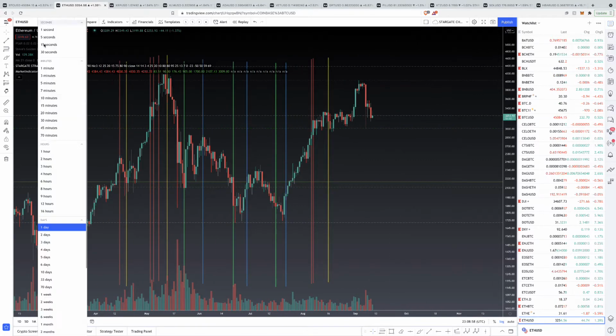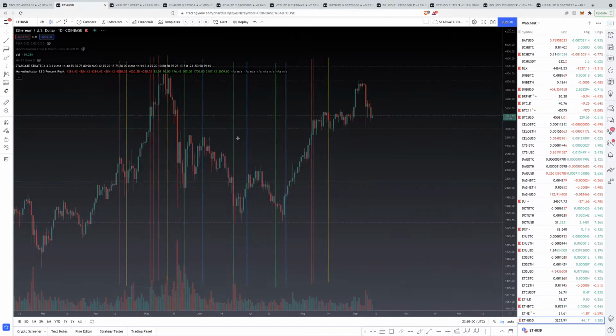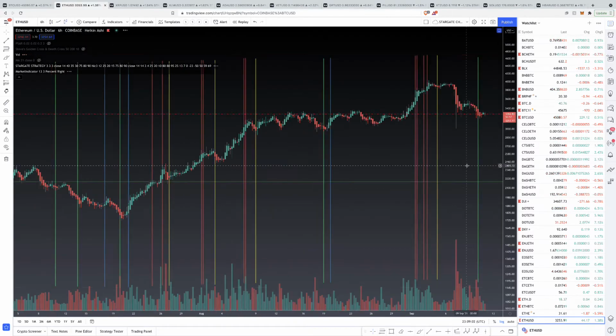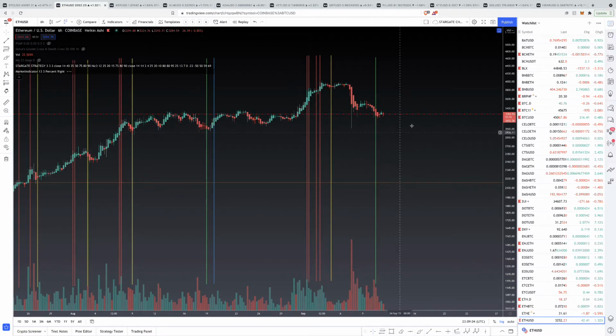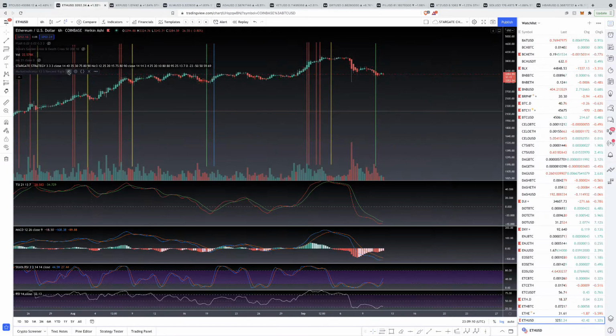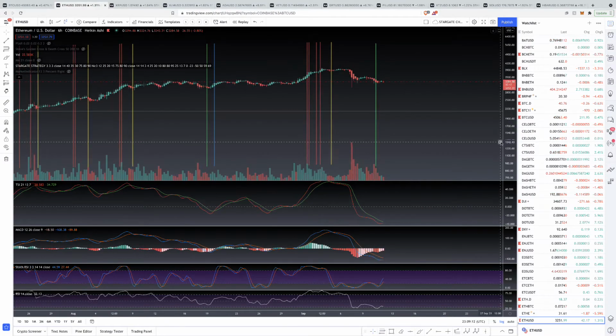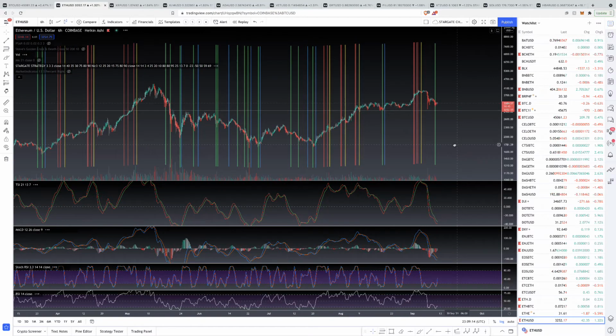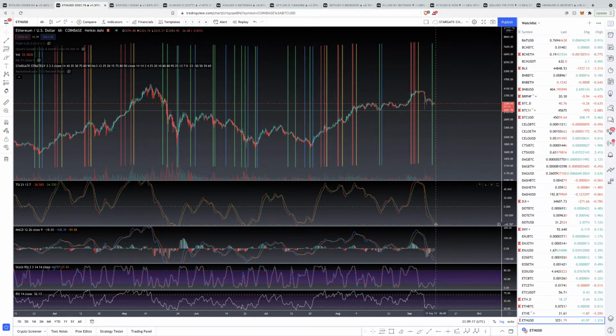Let's check the 12-hour, 6-hour, 4-hour, see if any buy signals come in. So on a 6-hour, you have a buy warning coming in, right? So we're waiting for confirmation. So I'm going to double click here and see if we're going to see any crosses coming in soon. So on the TSI, we're starting to curl to cross. The MACD starting to curl to cross. Stock RSI starting to curl to cross. So it's looking like we're going to get a buy confirmation coming in on Ethereum here.